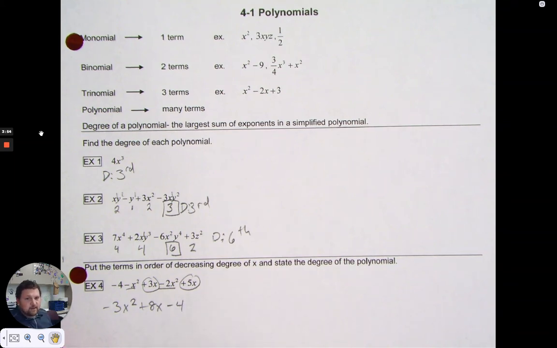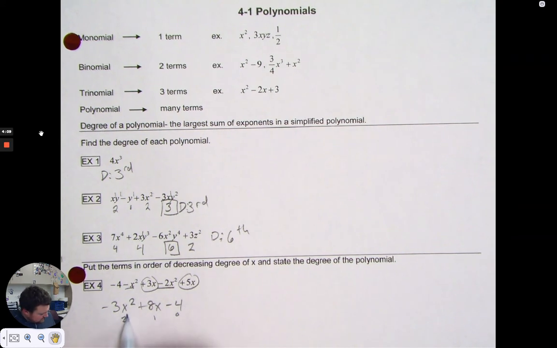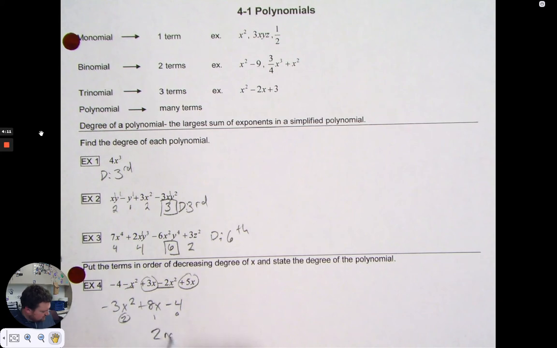So when we go to find the degree of this, remember, we look at the degree of each individual term. The degree of this part would be 2 from the x squared. The degree of this would be 1. And then there are no variables here, so the degree of that is just 0. So what degree is this? Well, it's a second degree.